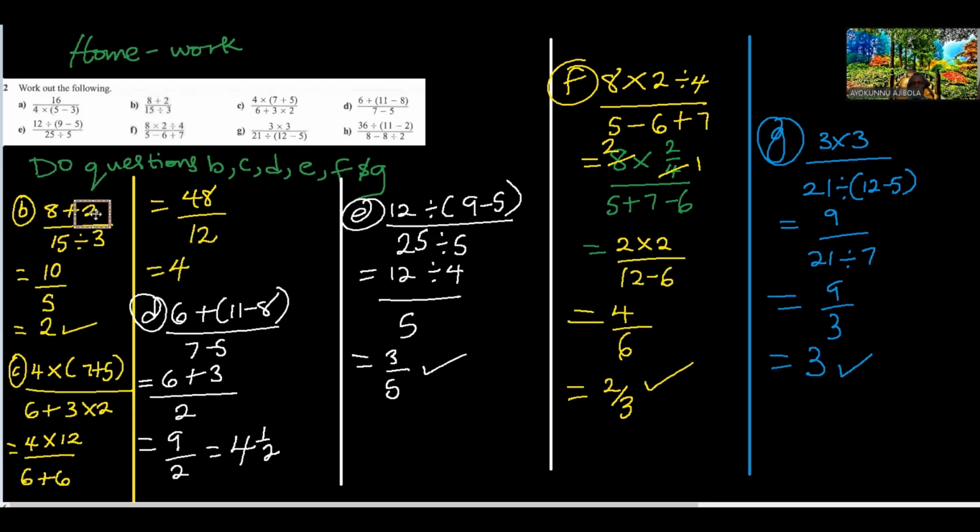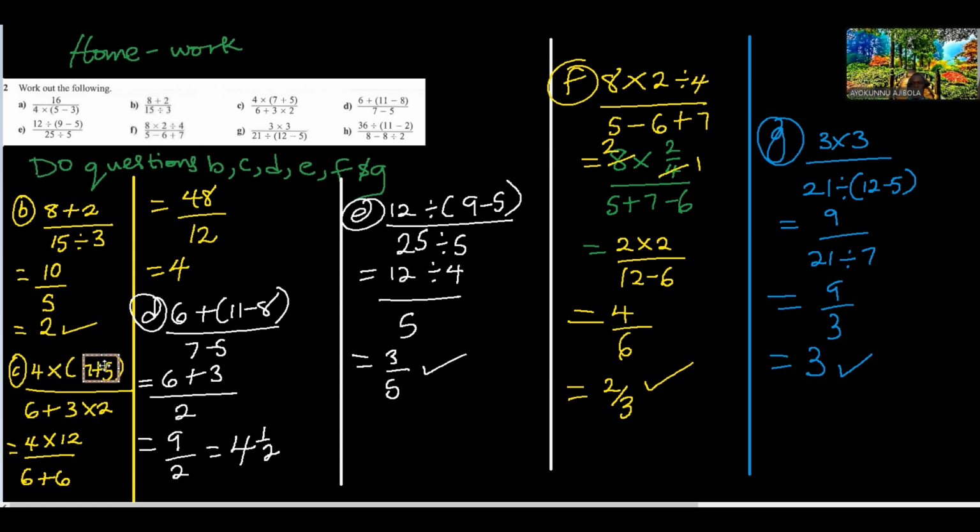8 plus 2 gives us the 10. 15 divided by 3 gives us the 12. Then 10 divided by 5 gives us the 2. That's clear, right? Yeah. Good. Then the next one, we have a bracket multiplying a single number.